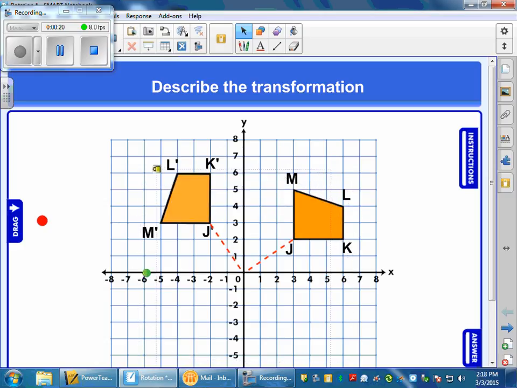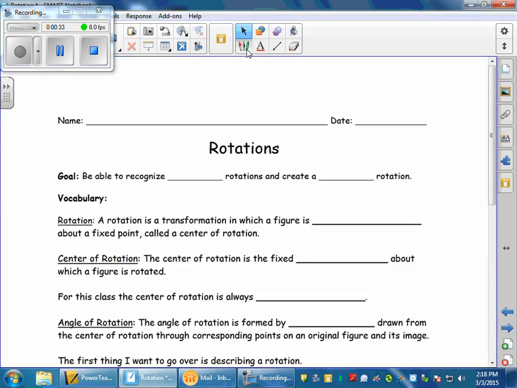turned it? Now hopefully by the top of your notes, you know that we're talking about rotations today, and that's just another word for a turn. We are turning something today, or rotating something. That's why the top of your notes say rotations.